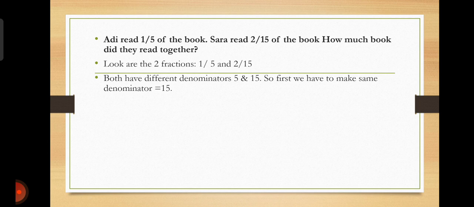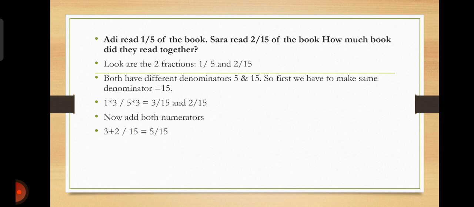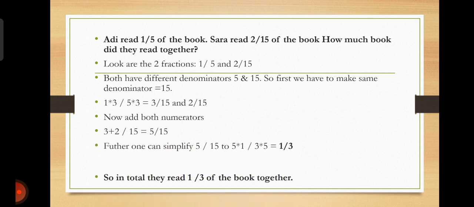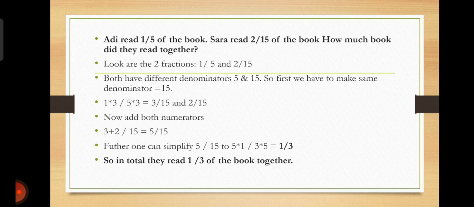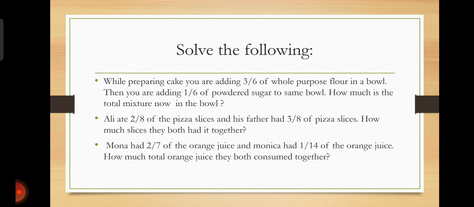1 by 5 we will change by multiplying 3 in the numerator and the denominator. So we will get 3 by 15 and 2 by 15. Now both the denominators are the same, so we will simply add the numerators so that we will get the answer 5 by 15. But this 5 by 15 can be further simplified as 1 by 3. So the total book they read together was 1 by 3.